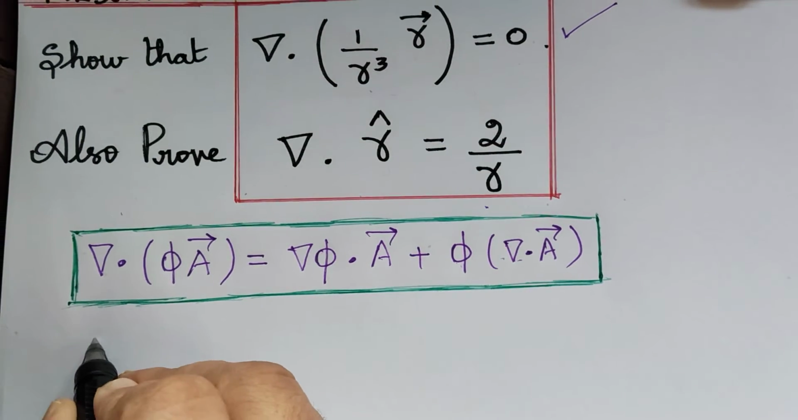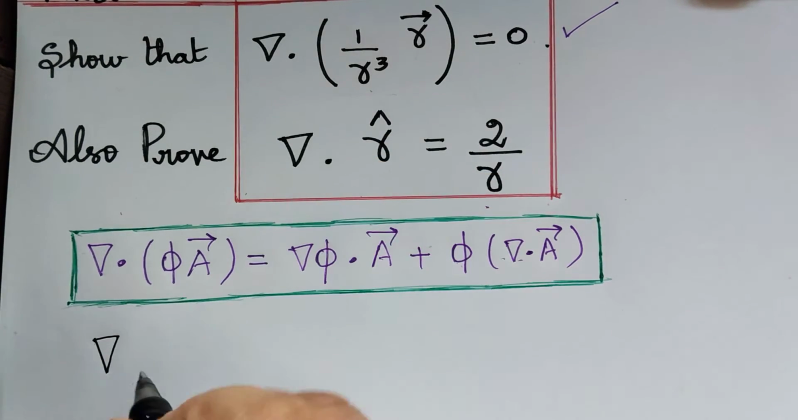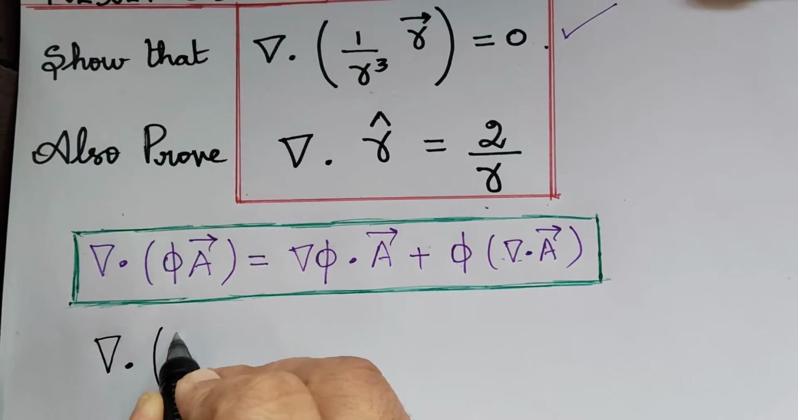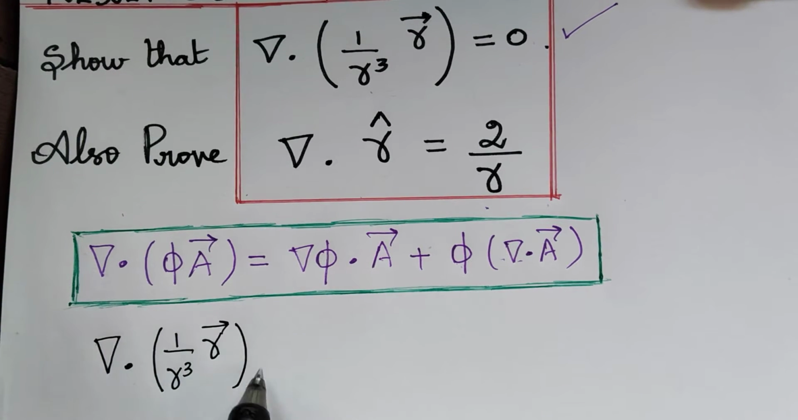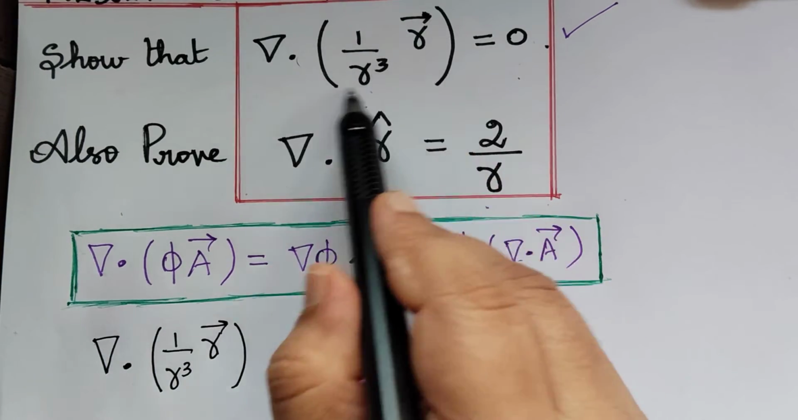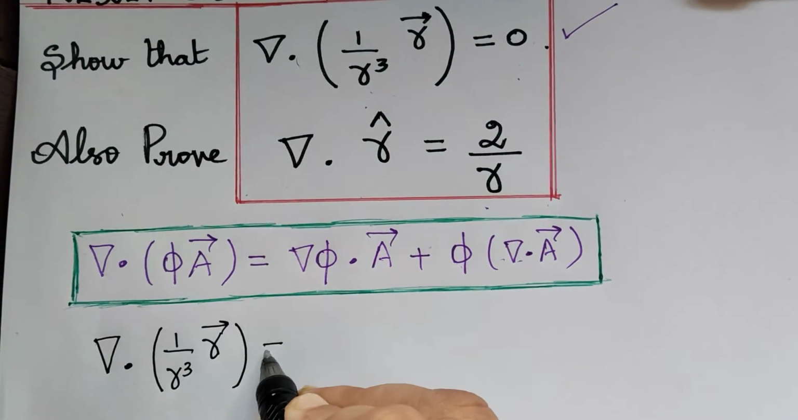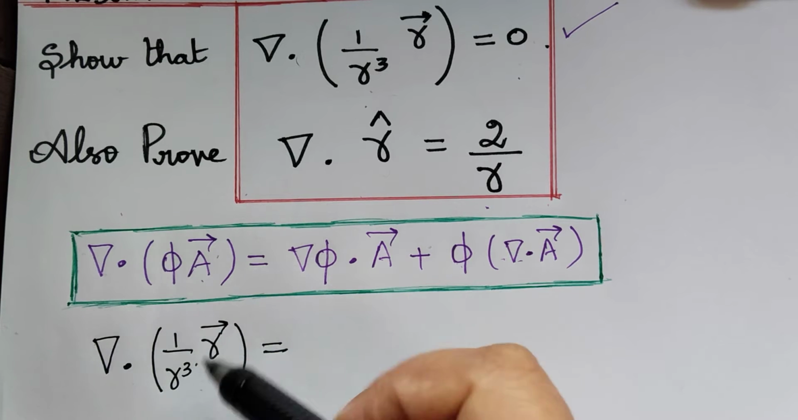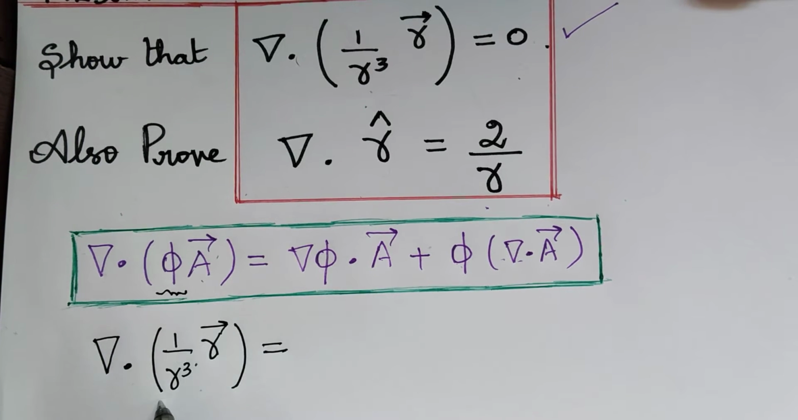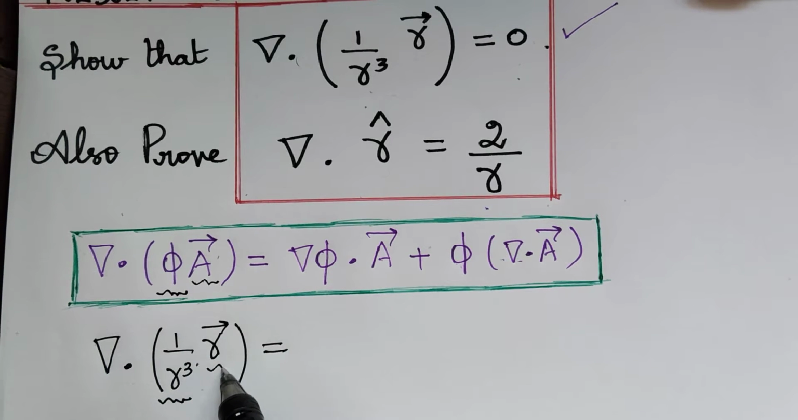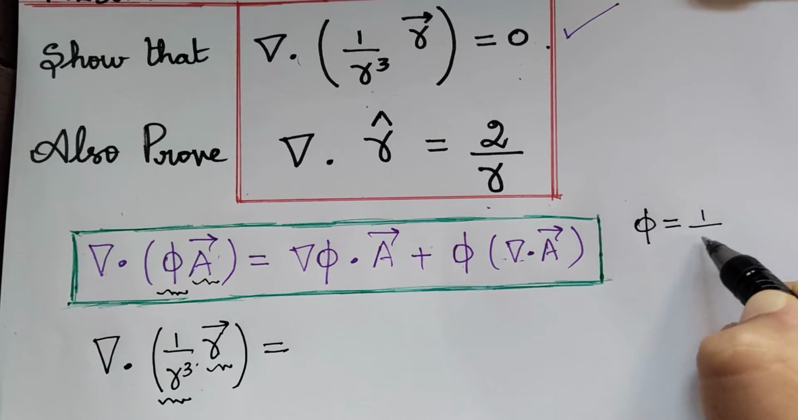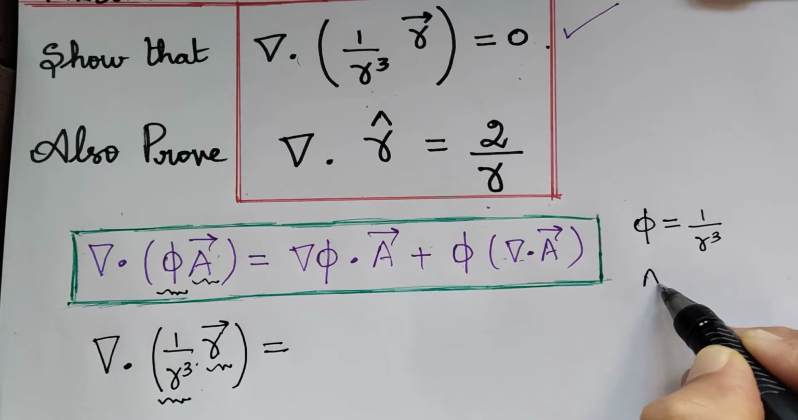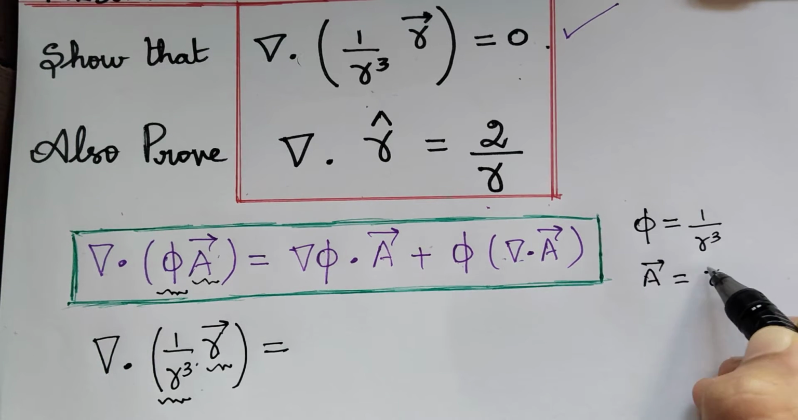So this identity we are going to make use of. We actually want to find nabla dot of 1 by r cube r vector. We have to prove that this is equal to 0. So we will consider the left hand side. While comparing with this identity, in the place of phi, we have 1 by r cube. In the place of a vector, we have r vector. So in this identity, for phi we replace 1 by r cube, and for a vector we replace r vector.